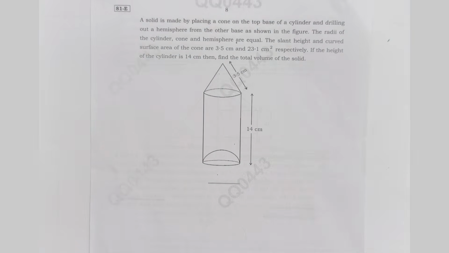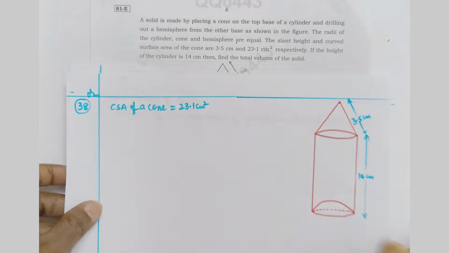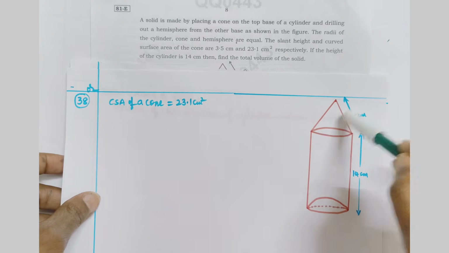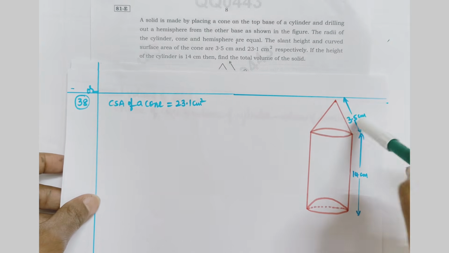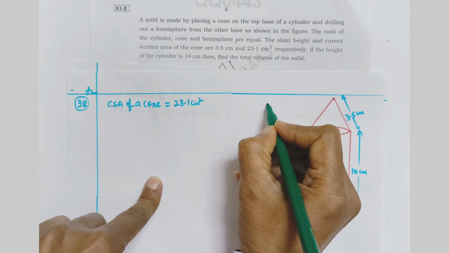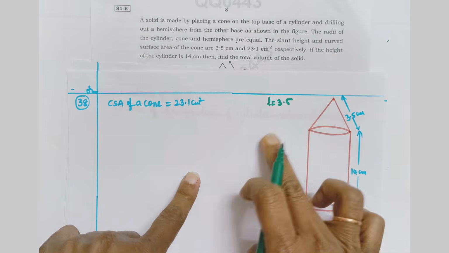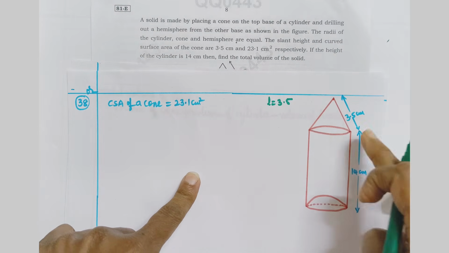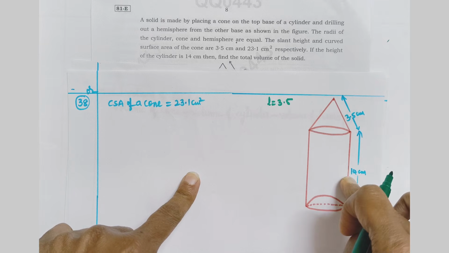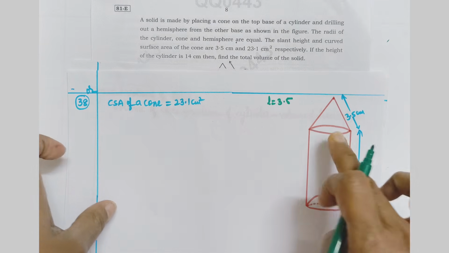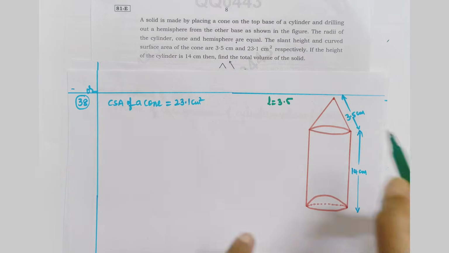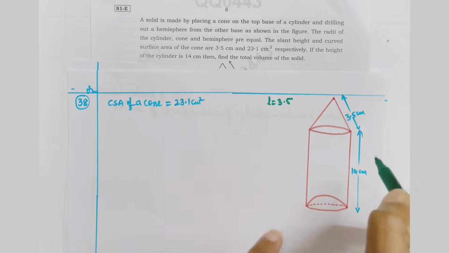Here, what is given? Carefully listen. The slant height of the cone is given. What is the slant height of the cone? 3.5. So L is equal to 3.5. Next, the height of the cylinder is given as 14. But here we don't know the radius, and we don't know the height of the cone either.